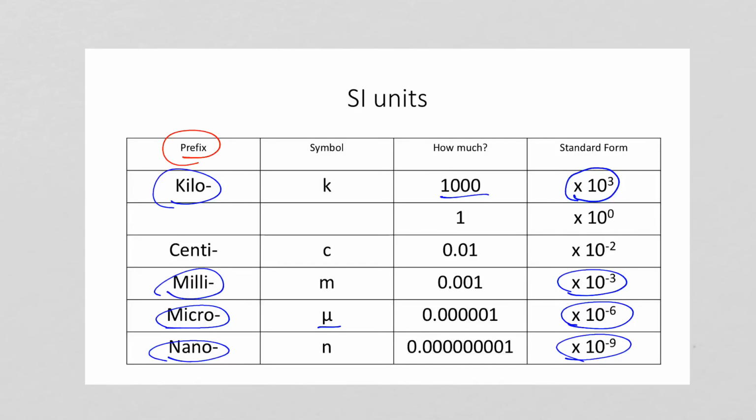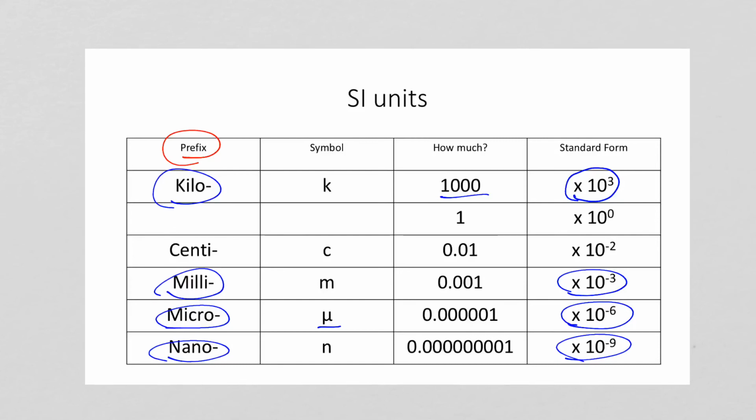You have to memorize these prefixes. You'll notice that I haven't circled the centi there. There's a reason for that. Typically, you will use kilo, milli, micro, and nano. If you're doing physics, you may go even smaller and even bigger. But centi doesn't really fit the pattern because that doesn't go in thousands.